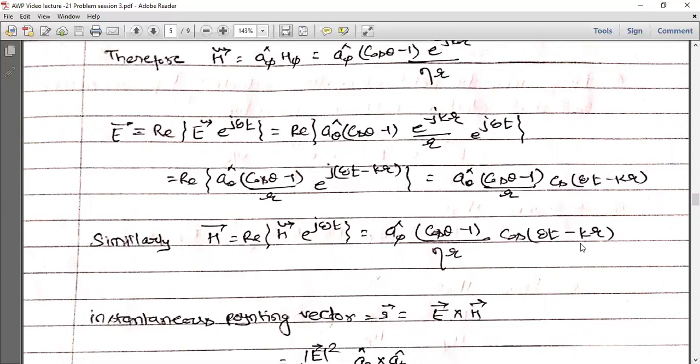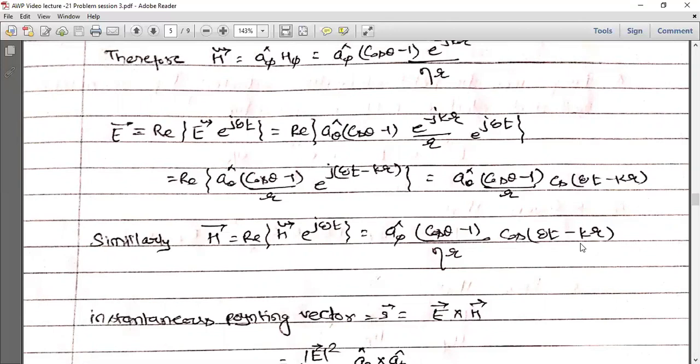Only thing that is different is that E is oscillating in the theta direction, and H is oscillating in the phi direction. They have components along theta direction and phi direction respectively. So you can visualize this wave as radiating in the r direction. Electric field is oscillating in the theta direction, perpendicular to r, and magnetic field is oscillating in the direction perpendicular to both the electric field as well as the direction of propagation.